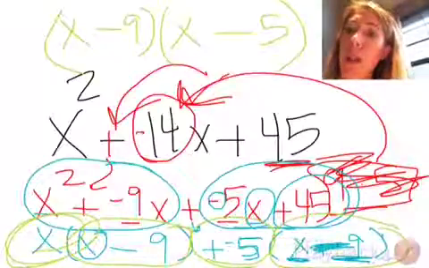Okay, let's do one more. And this time I want to show you this because you have all multiple choice questions. So if you didn't want to do all those steps, you could just use the distributive property and just check which one is going to work. So I'm going to show you that.